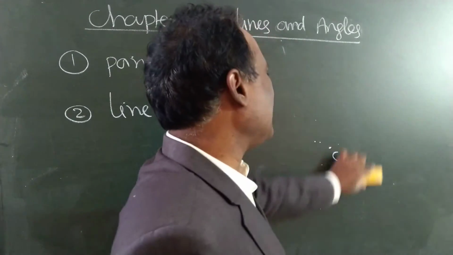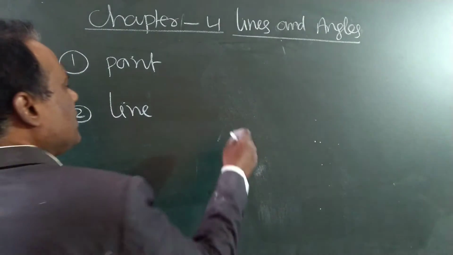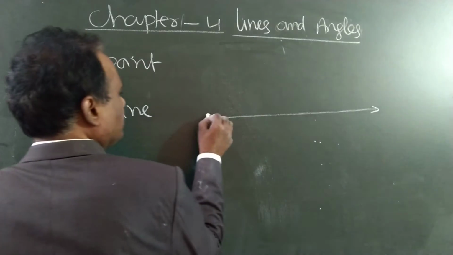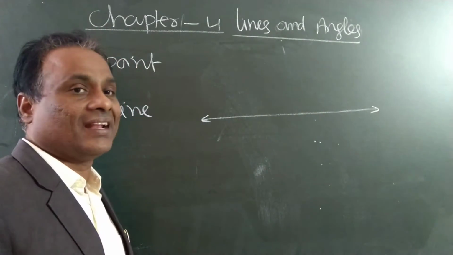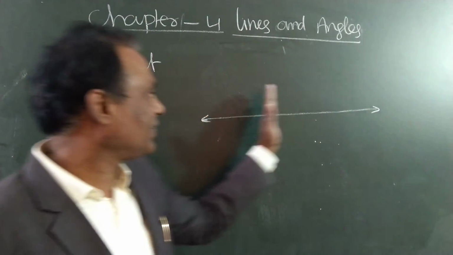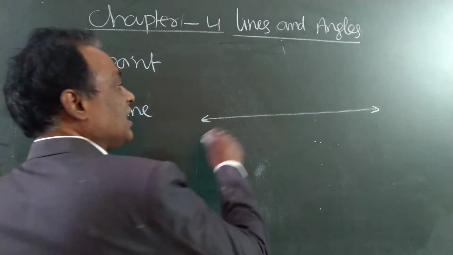You know what is line since lower classes you are drawing the line. Line means we draw a line like this. There is no end. Line means there is no end. Line, this side up to infinity, this side it is infinity. So this is the line.